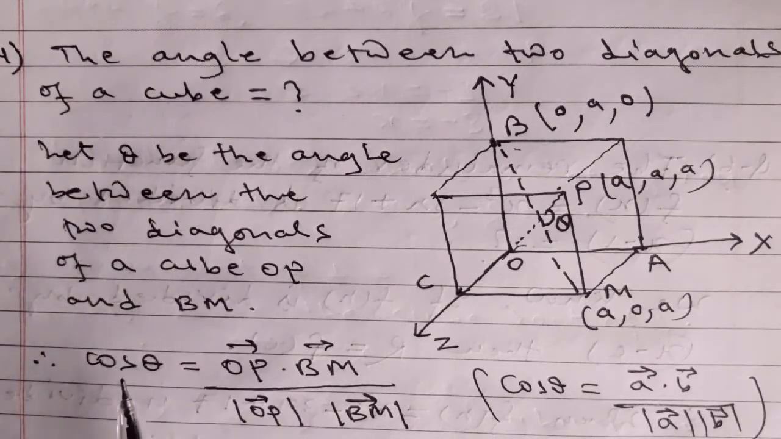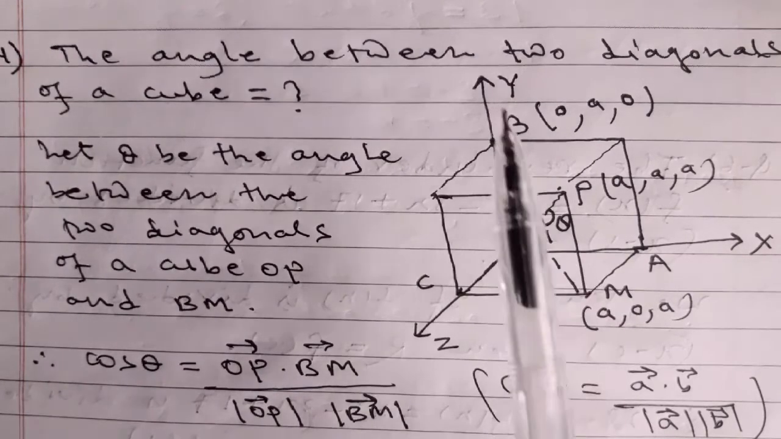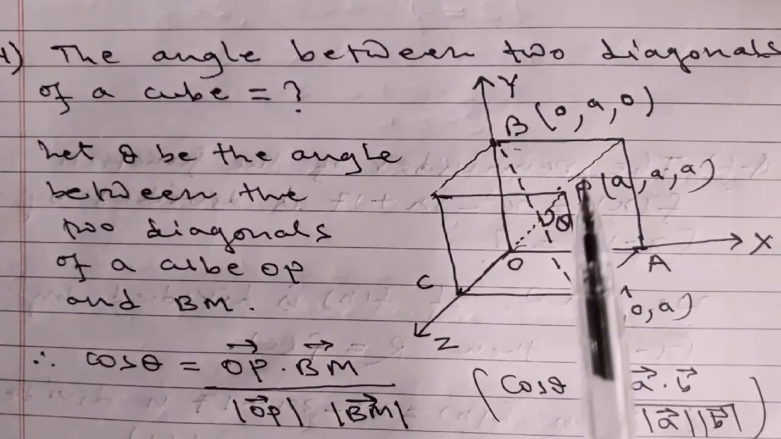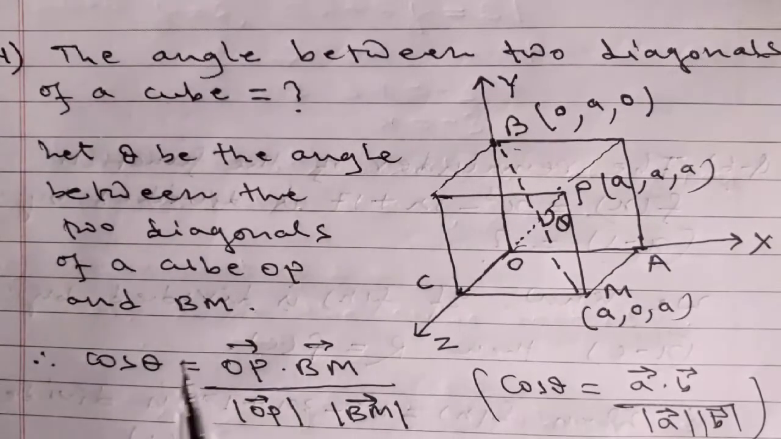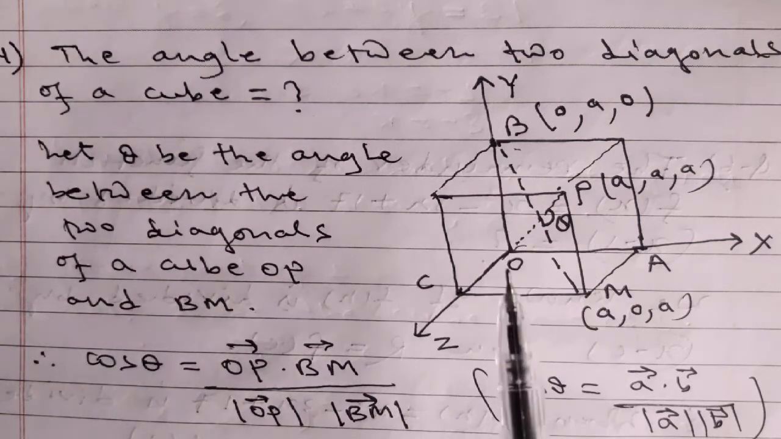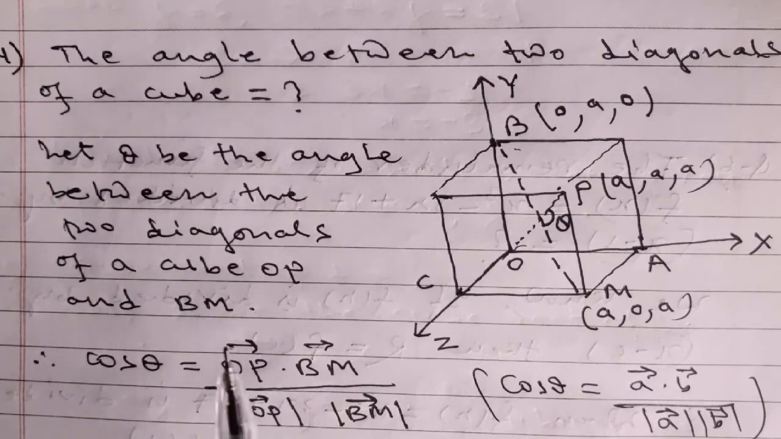We know the angle between two vectors, so OP and BM, taking them as the first vector and second vector. The angle between two vectors is given by the formula cos theta is equal to A dot B divided by magnitude of A into magnitude of B. That means if theta is the angle between any two given vectors A and B, then cos theta is equal to A dot B by |A| |B|. So by using this formula, cos theta, the angle between OP and BM, is OP dot BM divided by magnitude of OP into magnitude of BM.